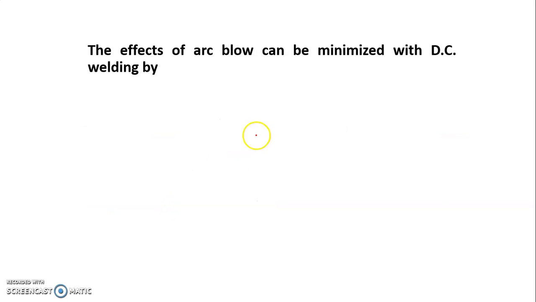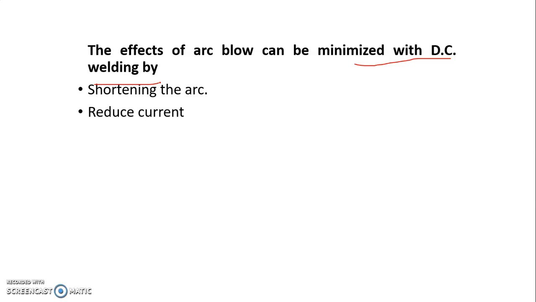The effect of arc blow can be minimized in DC welding by shortening the arc length, reducing the current used, which will reduce the strength of the induced magnetic field, and reducing the weld speed. Reducing the rate of travel of the electrode reduces the weld speed so that the effect of arc blow can be minimized.